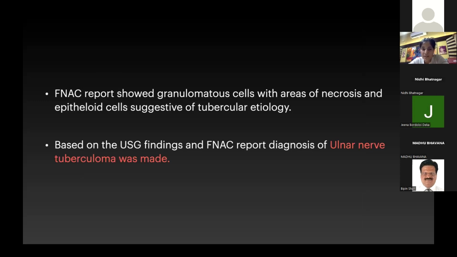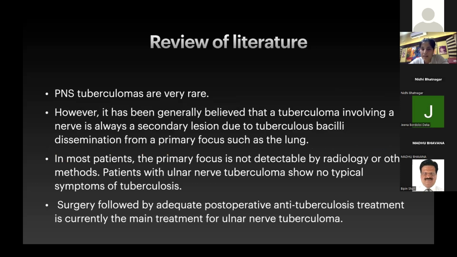When we reviewed the literature, we saw that ulnar nerve peripheral nerve sheath tuberculomas are very rare. Usually in most cases, as seen in our case, the primary focus is not detectable either by radiology or by other methods. Patients with these ulnar nerve tuberculomas show no typical symptoms of tuberculosis. Our patient also had no symptoms of tuberculosis. He had no symptoms relating to the nerve also, except that the Tinel sign was positive.